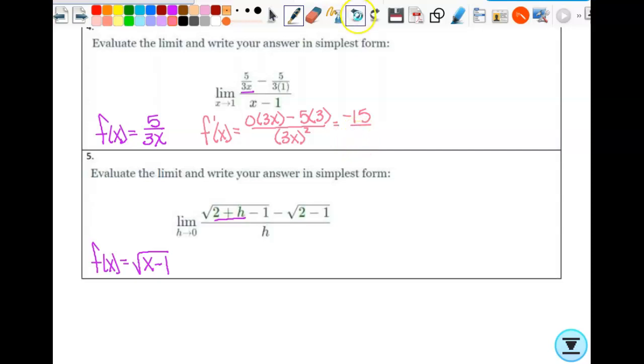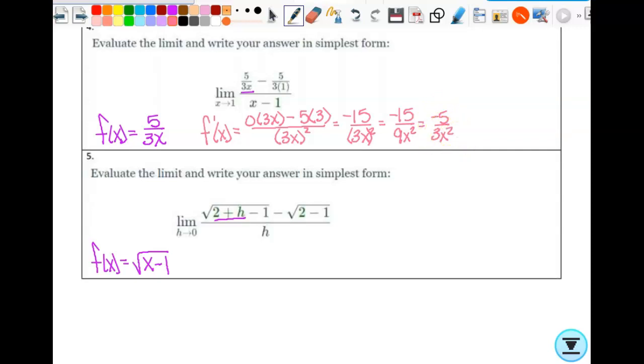oops, we could leave it as 3x squared. Like maybe that would match something, right? Maybe that would be it. Or, oh, I did that wrong. Right there. And then this could become negative 15 over 9x squared, which would reduce to negative 5 over 3x squared. Parentheses matter here.